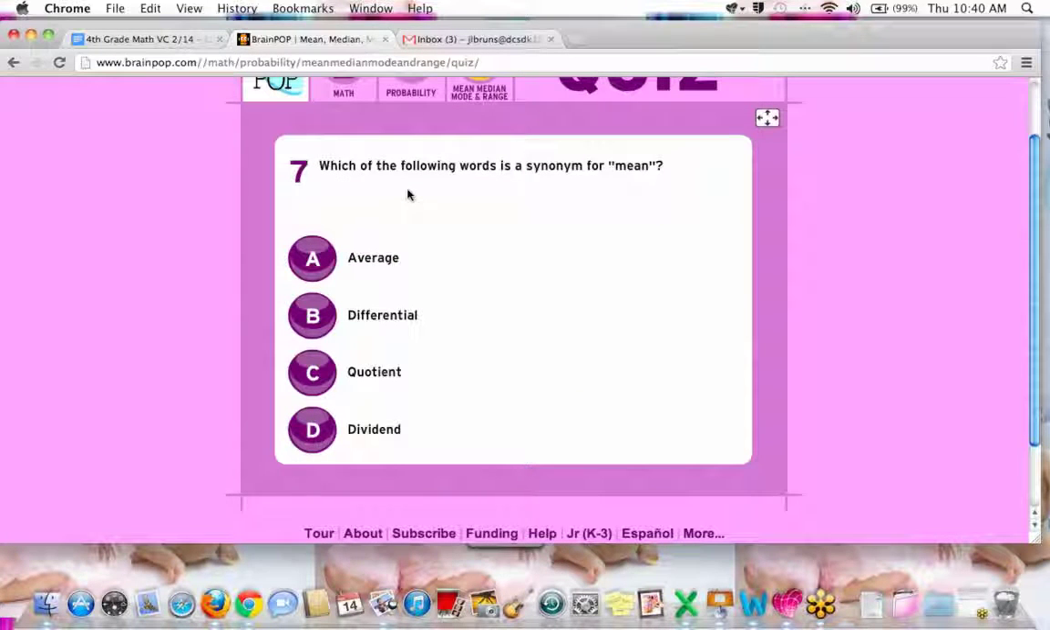Which of the following words is a synonym or means the same thing as mean? I've said it a couple times today. Good, Vero. That's right. Average means the same thing as mean. Good.